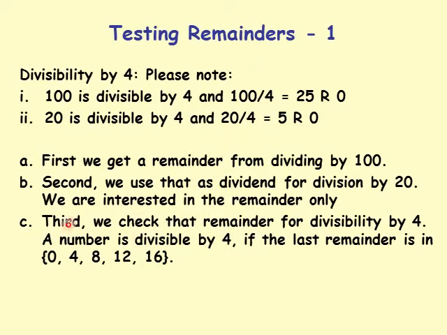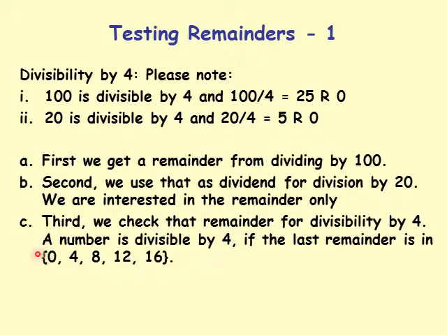Okay, so the mechanism here is to subtract multiples of the divisor, as many multiples as I can, and arrive at a remainder, and see if the number we finally arrive at is divisible by 4. And that's the mechanism. We subtract the multiples of the divisor, 4 in this case, as many as I can, as fast as I can, so that I can arrive at a remainder as quickly as I can.